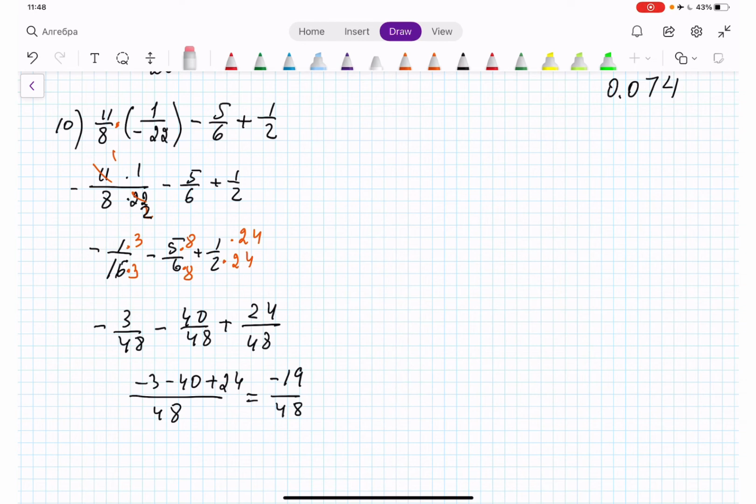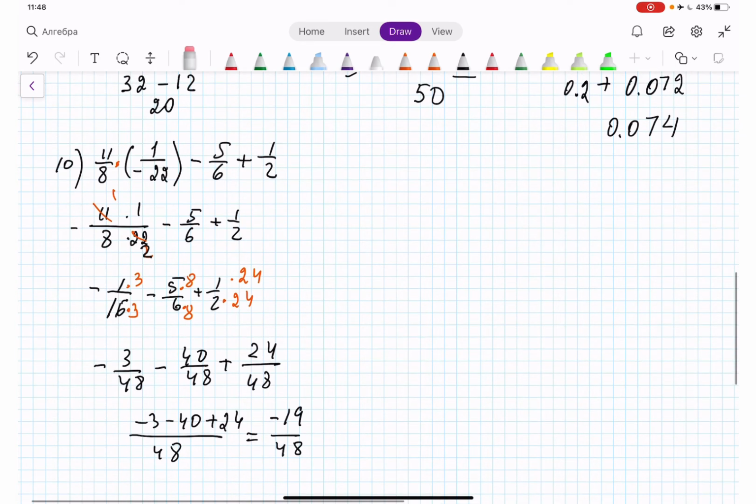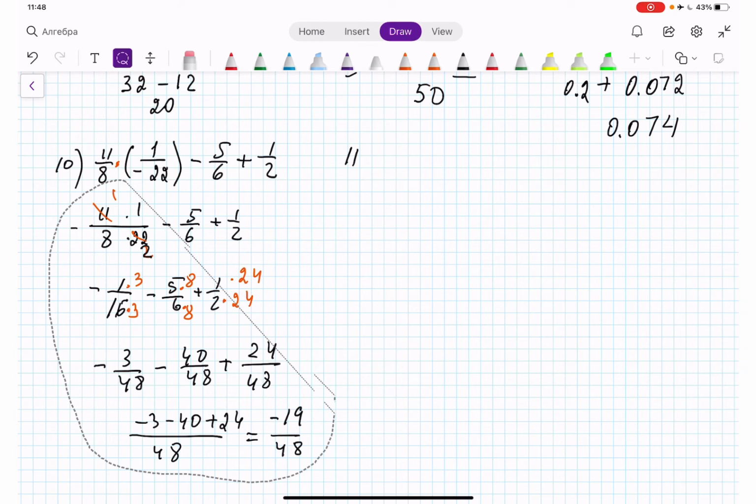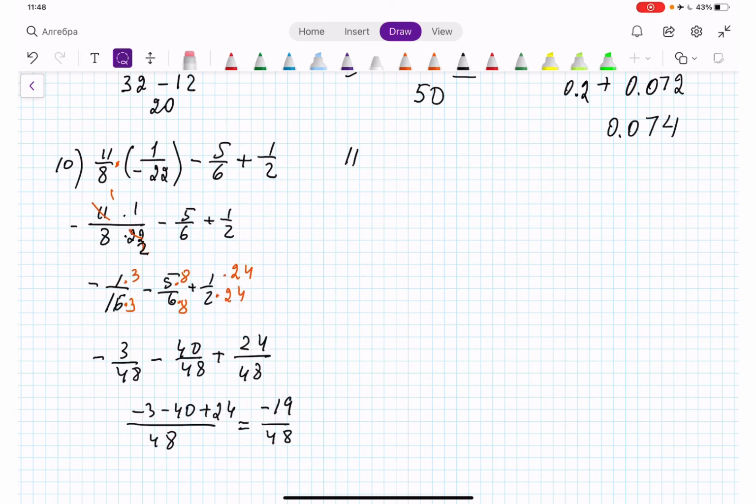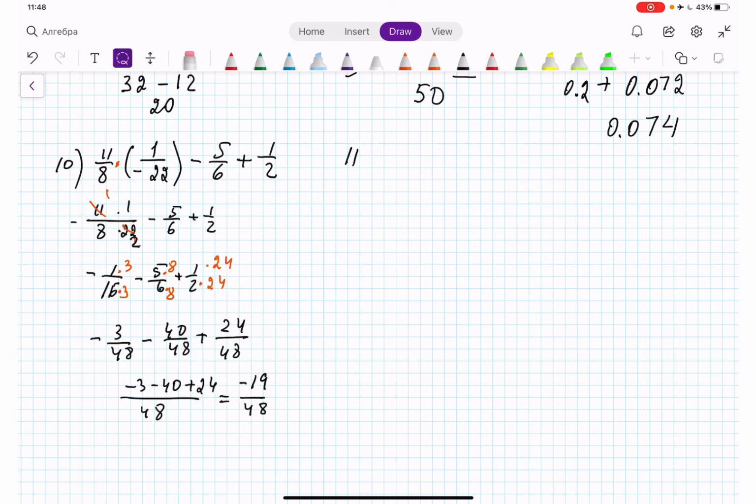Okay, so question number 11. What is here? Let me make it more compact. There we go.